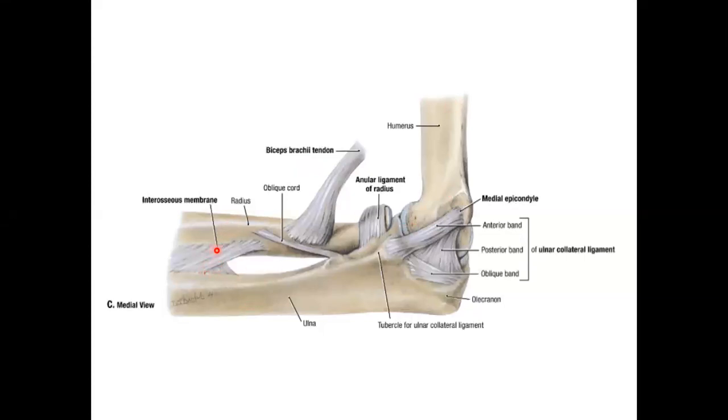And then you can see again your interosseous membrane between your radius and your ulna to help stabilize those two bones next to each other. And then the oblique cord, I can't ever recall it coming up in a question, but it's there, so I'll just make note of it.